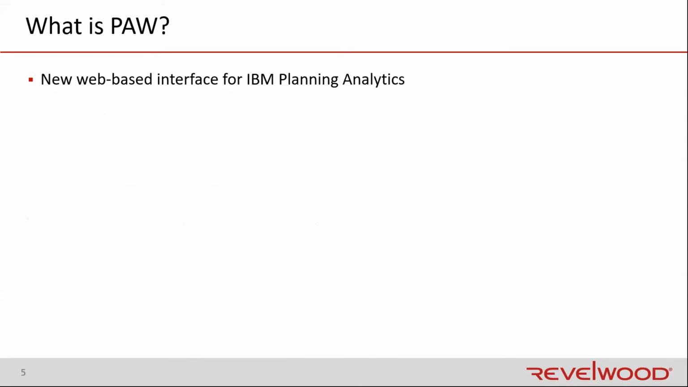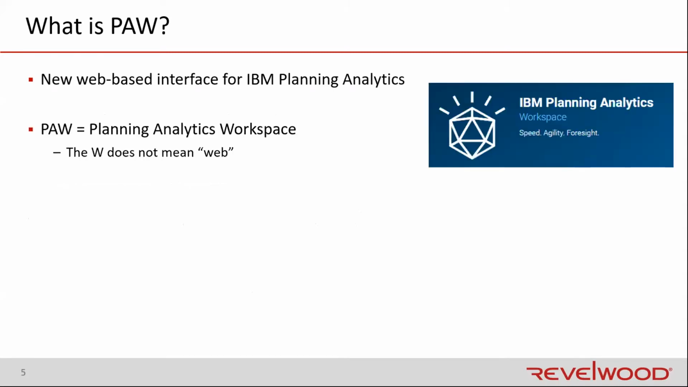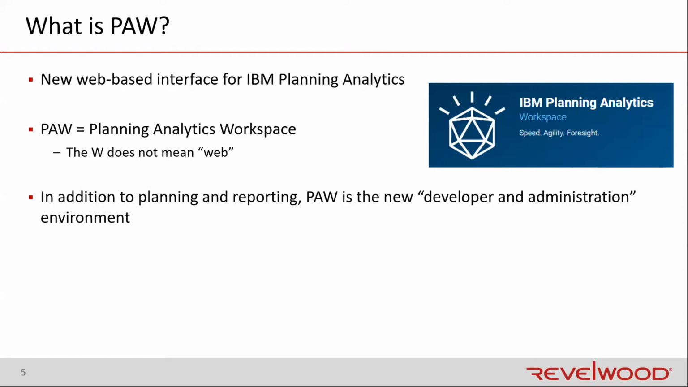The catch is that the W doesn't mean web. The W in PAW stands for Planning Analytics Workspace. So a lot of people think about PAW as Planning Analytics Web, and it's great to think about that. It's the web interface. But behind the scenes, the W really stands for Workspace. Okay. So what is PAW?